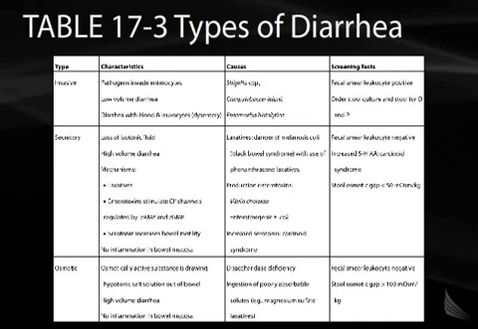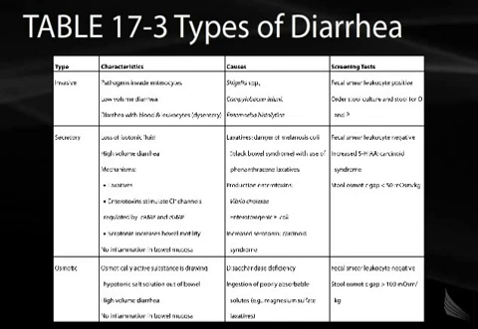Screening tests include fecal smear for leukocytes, and patients will have a stool culture, which basically looks at Shigella, Salmonella, Campylobacter, and E. coli, and stool for ova and parasites, such as will be present with Entamoeba histolytica.